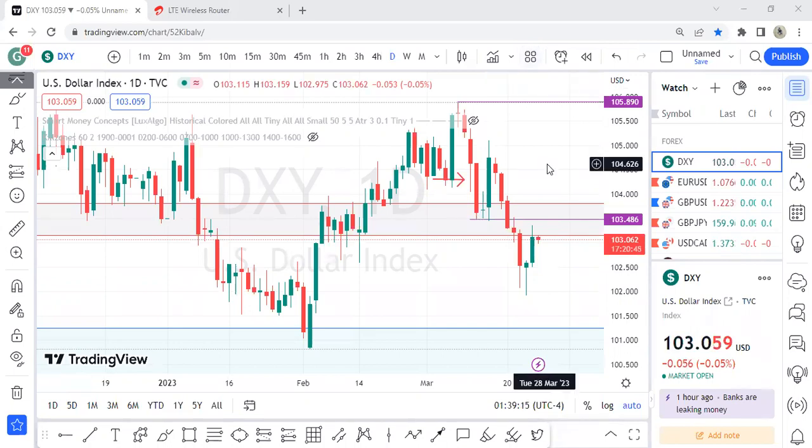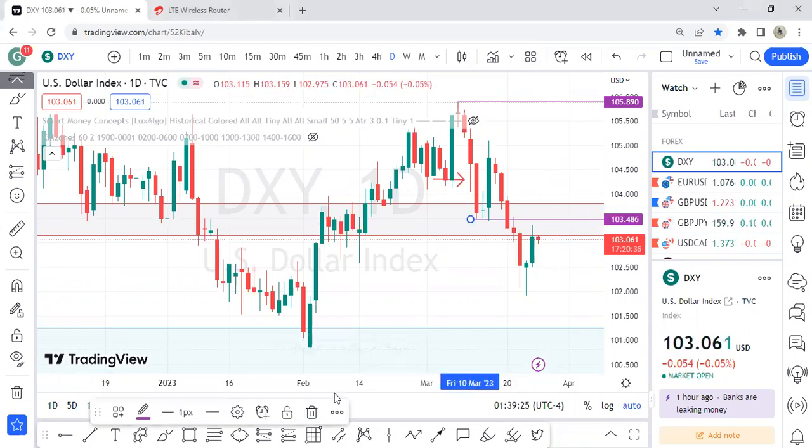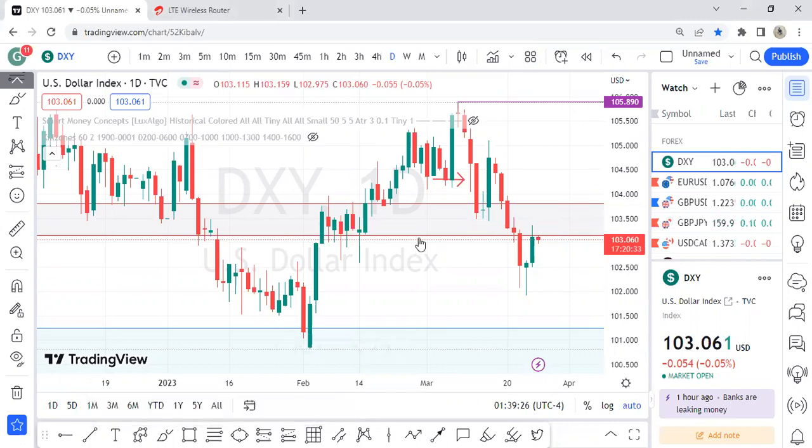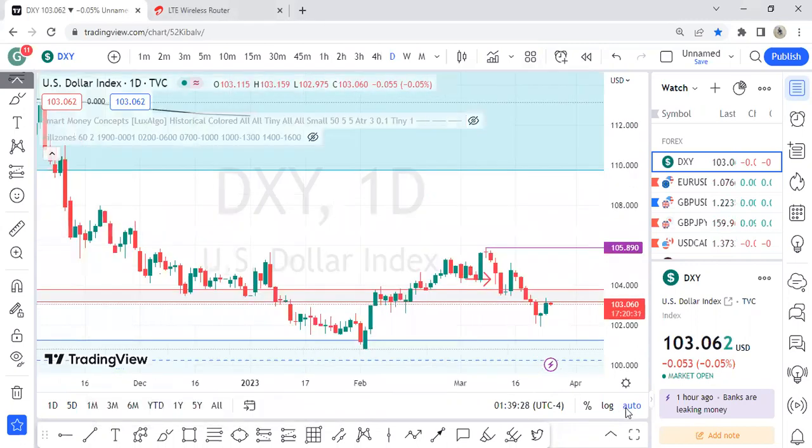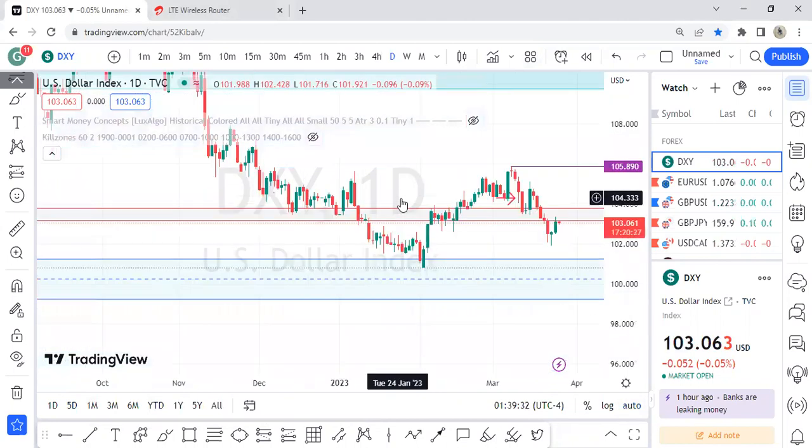Alright guys. So I'm doing a very brief run through of what I expect for this week. Alright, so it's DXY. So you have to understand what DXY is. So you can trade pairs, right? Or the USD pairs.